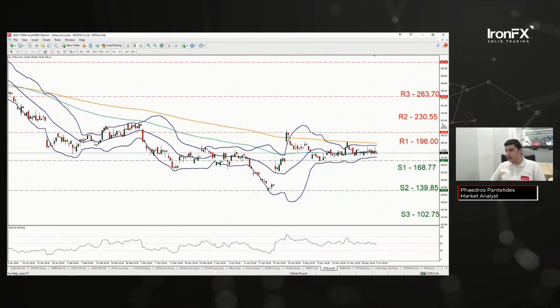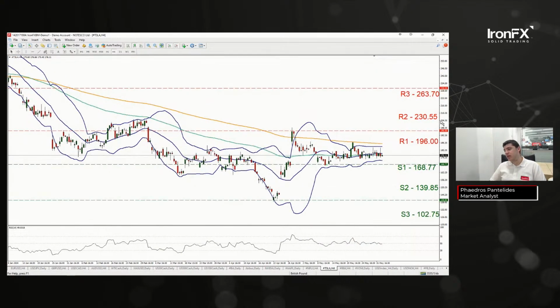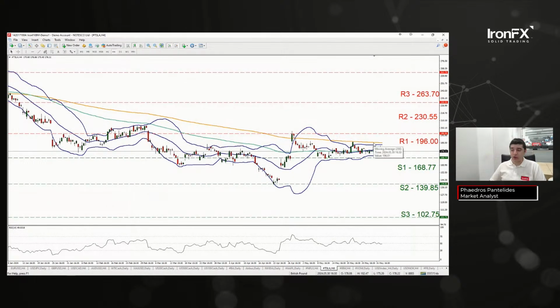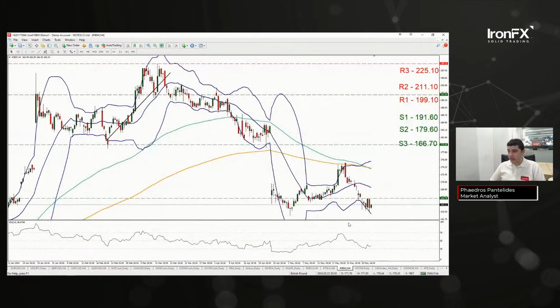Tesla still in a relatively sideways bias between 168.77 and 196.0. RSI fluctuating around 50 does also imply a neutral market sentiment in addition to the narrowing of the Bollinger Bands. So sideways bias for Tesla.